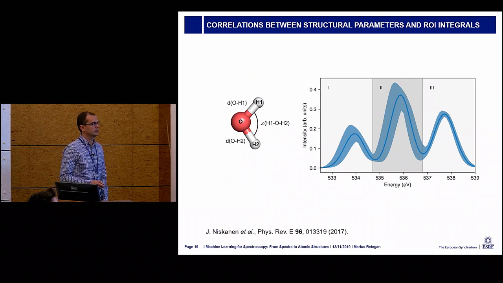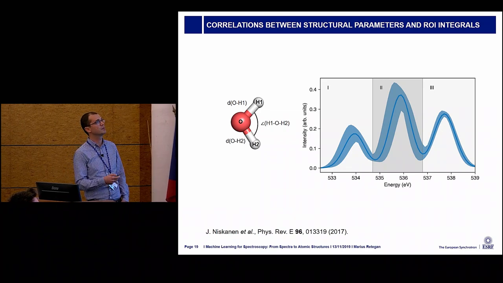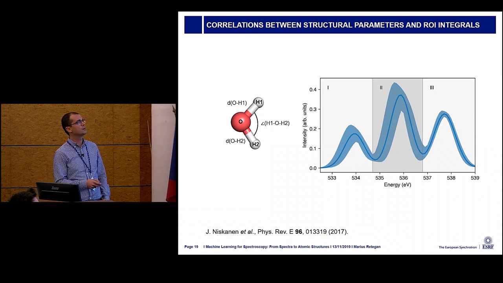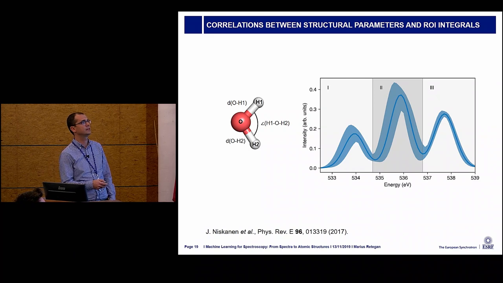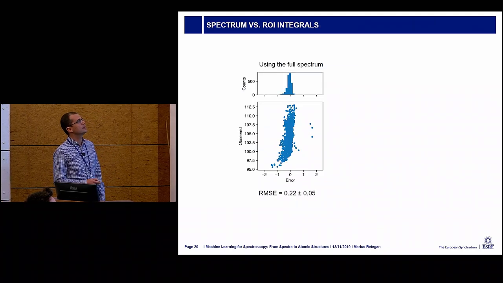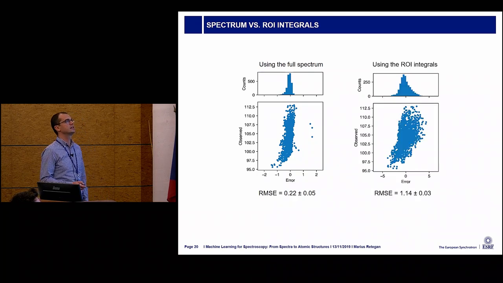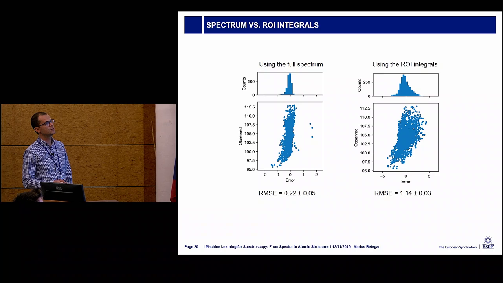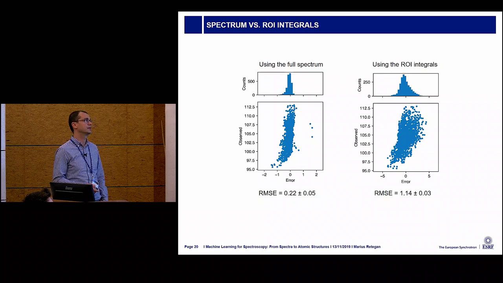A rather recent paper, which did not use machine learning techniques, showed that instead of using the full spectrum, one could use the integrated intensity of the spectrum to get some correlations between the spectral features and the structural features. Just to show you, I'm coming back to the prediction obtained using the full spectrum. And somewhat not surprisingly, the prediction using only the region of interest integrals spans a larger error, with a root mean square error about an order of magnitude larger.